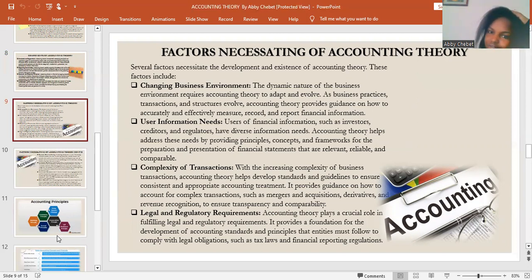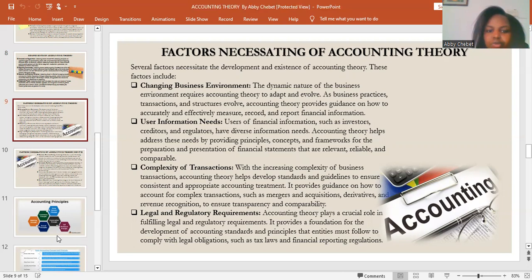The second one is user information needs. For example, investors, creditors, and regulators have diverse information needs. Each has the kind of information that they'd like to know, so it's supposed to be tailored to meet their needs. The third one is complexity of transactions. With the increase in complexity of business transactions, there's need to develop standards and guidelines to ensure it's quite uniform. You don't go to another place and find how they're doing accounting is different. That's why we have bodies that come up with these guidelines.